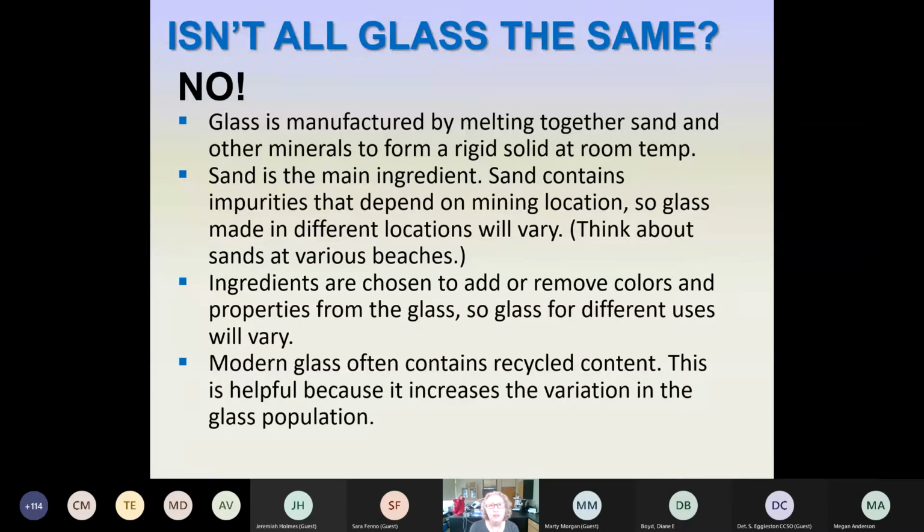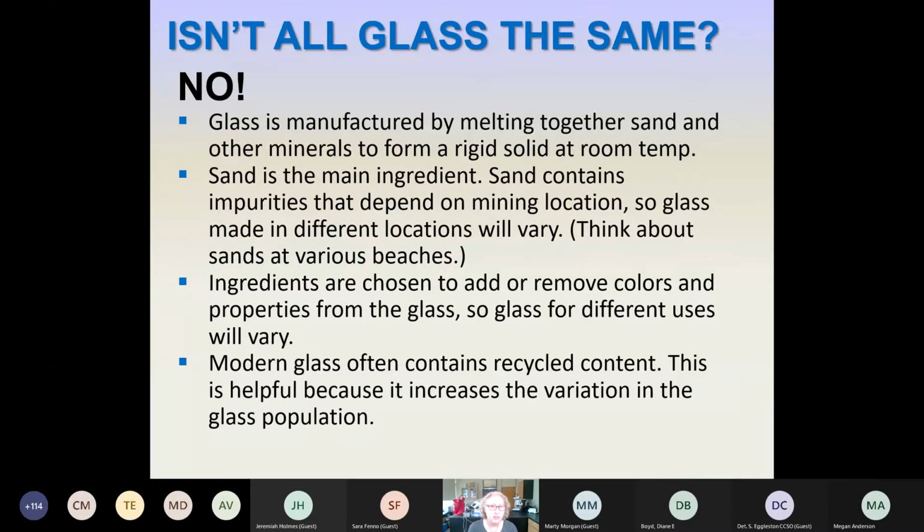So all the ingredients are mixed together specifically to achieve the final characteristics of the product that they're making. And even though most of the glass is sand, remember that sand is not just one thing. So sand is mined or dug from wherever is probably the closest local source, because sand is very heavy and expensive to ship large distances.